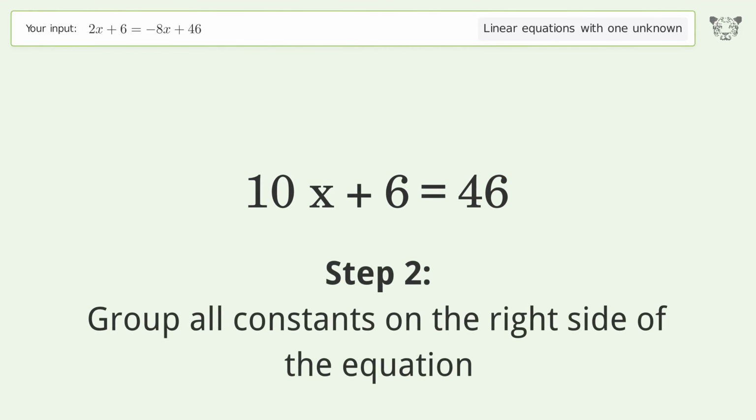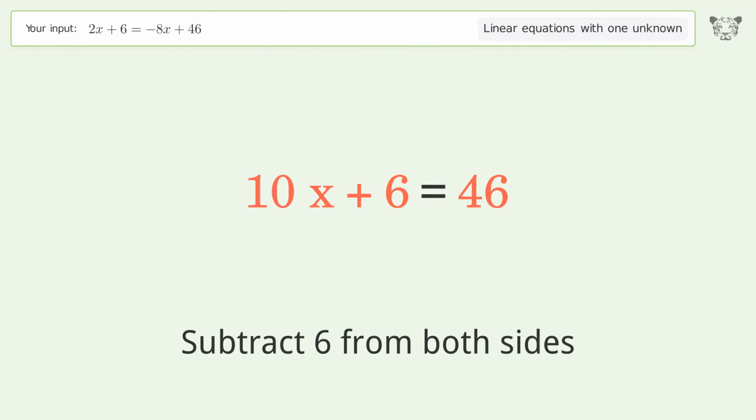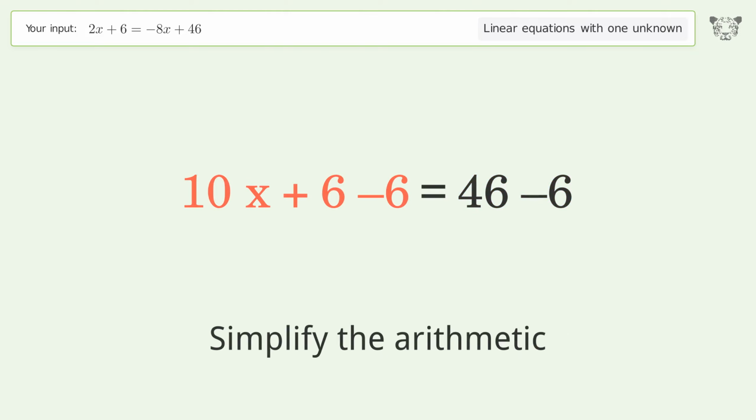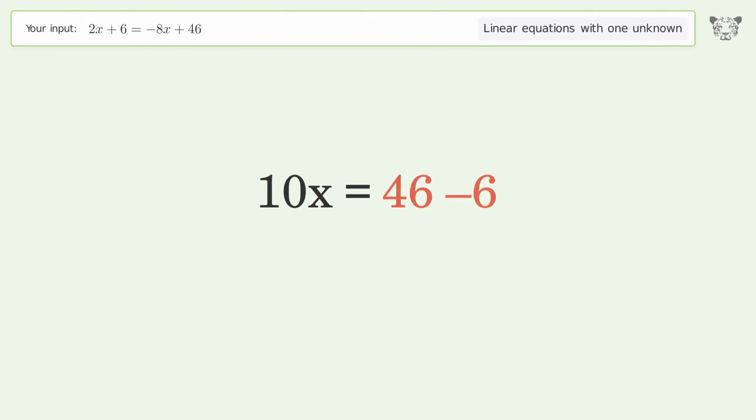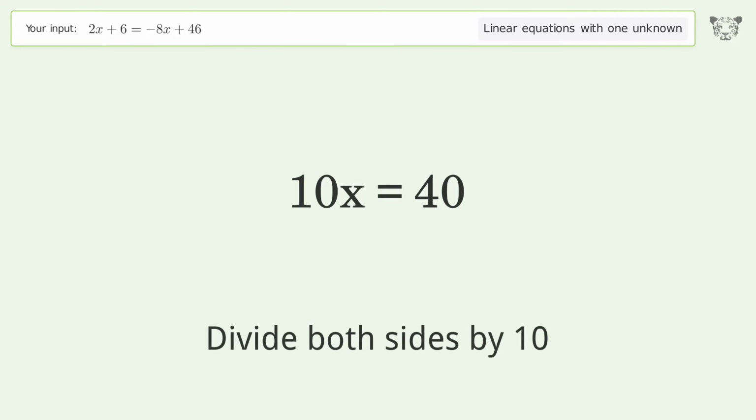Group all constants on the right side of the equation. Subtract 6 from both sides. Simplify the arithmetic. Isolate the x. Divide both sides by 10.